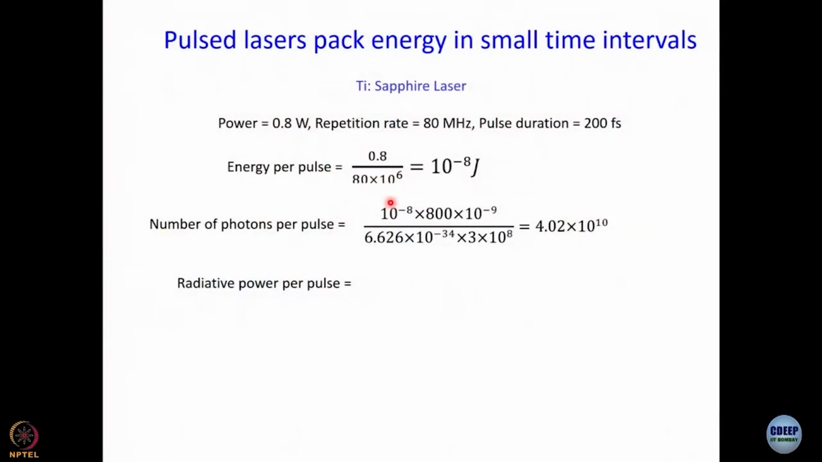How many pulses are there? 80 into 10 to the power 6, and each pulse I am saying is 200 femtoseconds. So, for how many seconds within 1 second is the light actually on? 200 into 10 to the power minus 15 multiplied by 80 into 10 to the power 6. So, say 100 into 10 to the power 6 multiplied by 200 into 10 to the power minus 15. How much does that come to? Does it come to microseconds? Okay. So, very small, right?